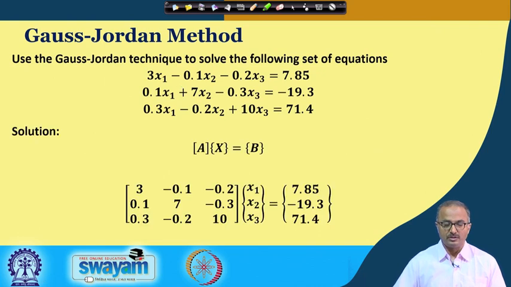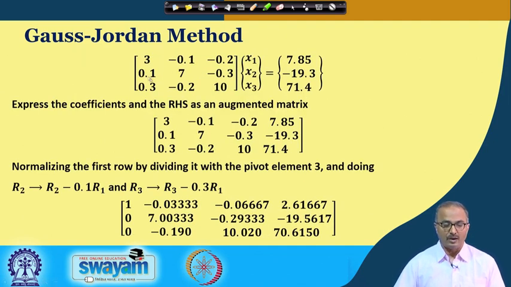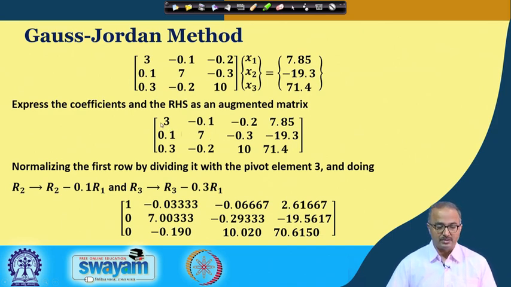So let us first put this set of equations in terms of matrices. So you have this A matrix of the coefficients, and the X matrix is the vector of unknowns, and B is the vector of the forcing functions. Okay. Now after this we make the augmented matrix. We put the values of A first, and in the last column we put all these forcing functions. Now we first normalize the first row by dividing with the pivot element. Pivot elements are the elements on the diagonal.